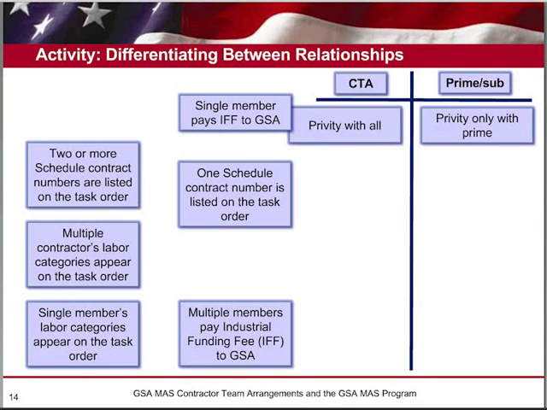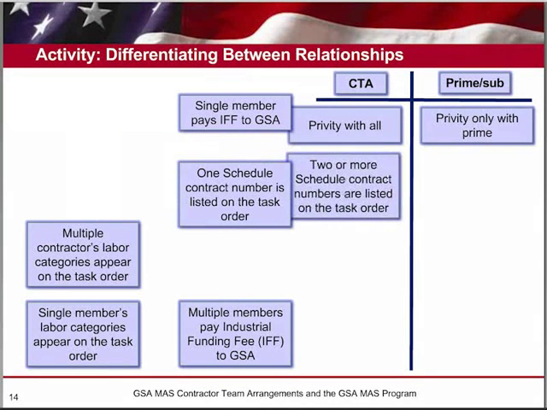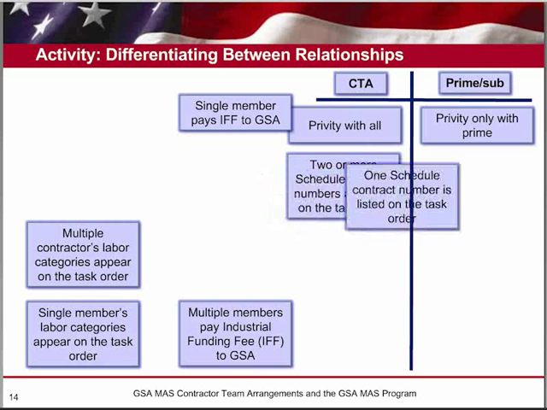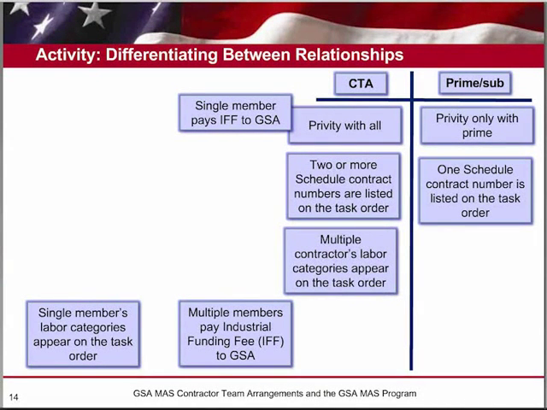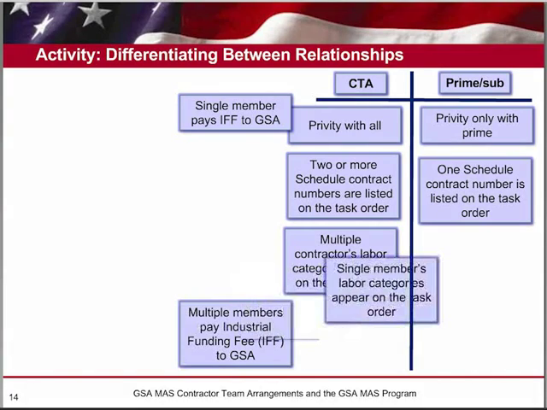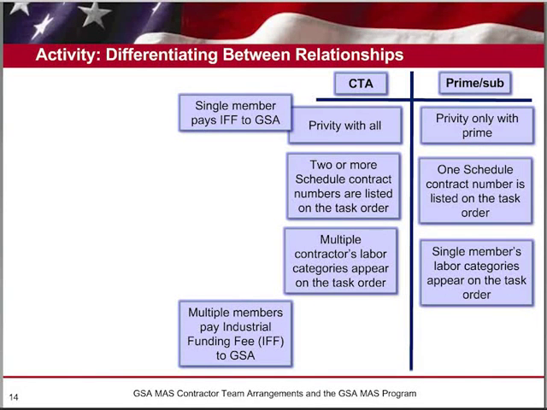Under a CTA, multiple contractors' labor categories could appear under it, and then under a prime sub relationship, it would only be the labor categories that are provided under the prime contractor's GSA schedule contract. And then lastly, in terms of fee remittance and payment, each team member reports their sales to GSA and remits their fee to us quarterly. Under a prime sub relationship, only the prime contractor is accountable for reporting sales and remitting the industrial funding fee to GSA.